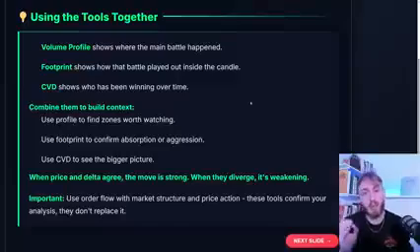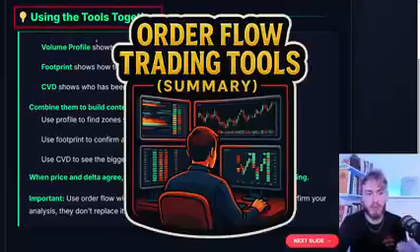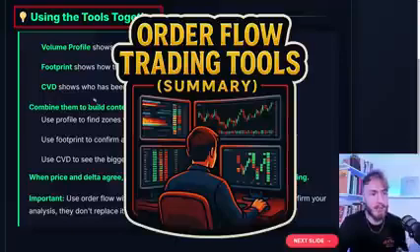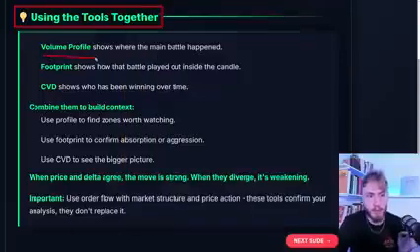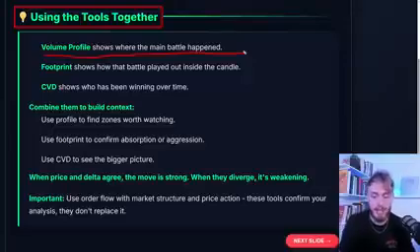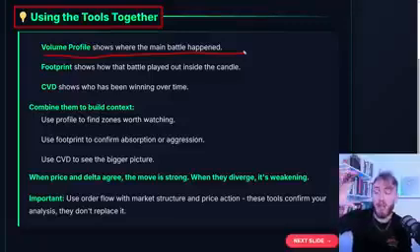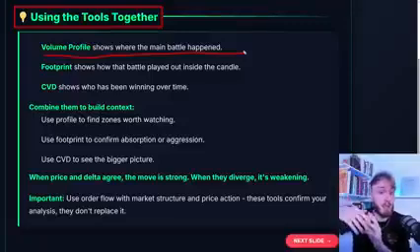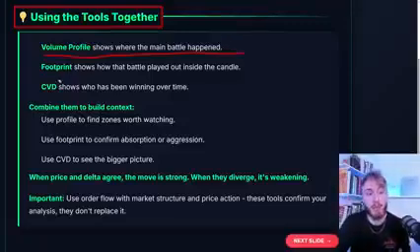But last but not least, before we wrap up here, I just want to give a quick summary of how to use the tools together. So remember, the volume profile shows us, on the price levels, where the battle between the bulls and bears appeared. We can see on this level there were lots of long battles, and on this level pretty much nothing happened, which means that the price can move quickly through that level.